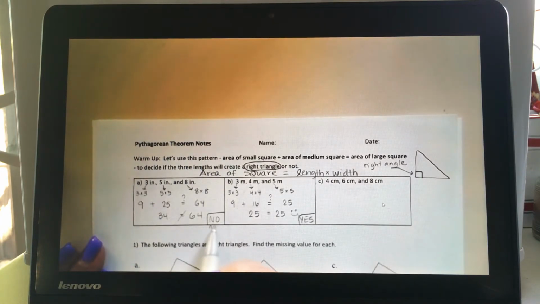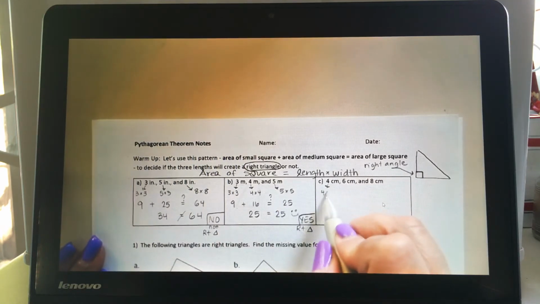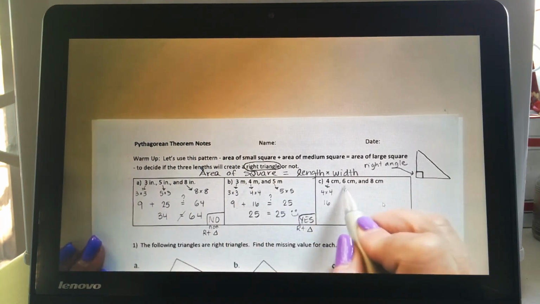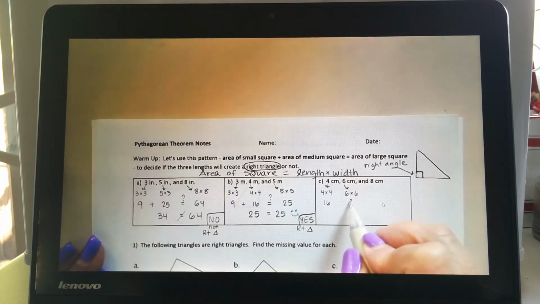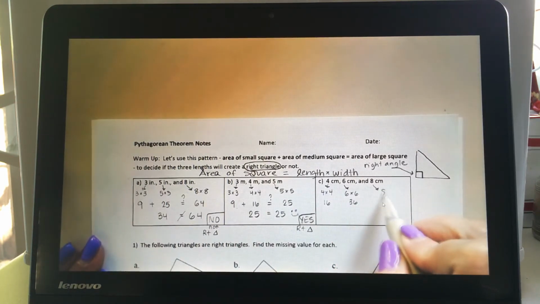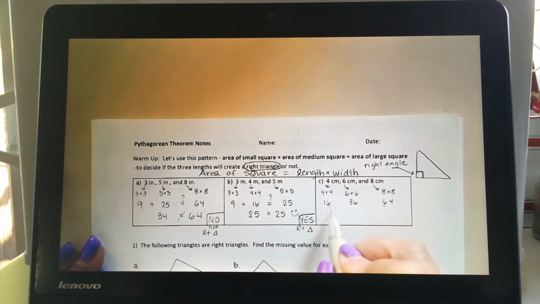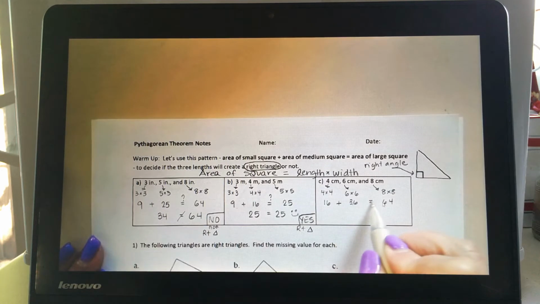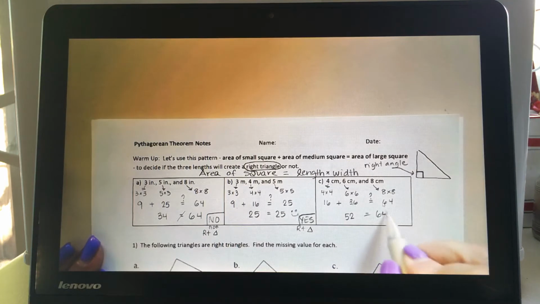So this is not a right triangle. This is yes, it is a right triangle. And let's take a look at one last one. 4 times 4 for that square. 6 times 6 for that square, and then the larger square, 8 times 8, 64. So again, if we add the small and the medium, does that give us the larger one? 52. So in this case, it does not work. So again, no, this one is not a right triangle.